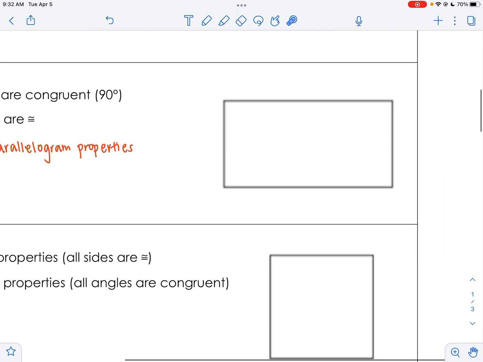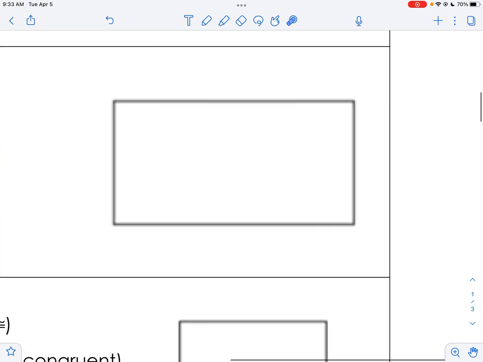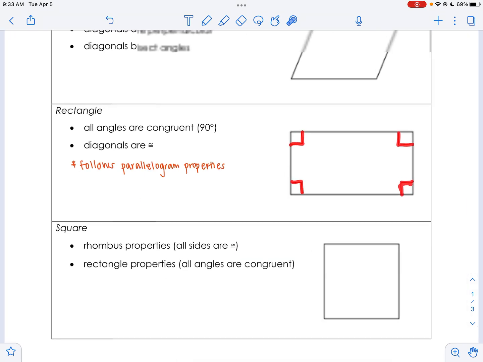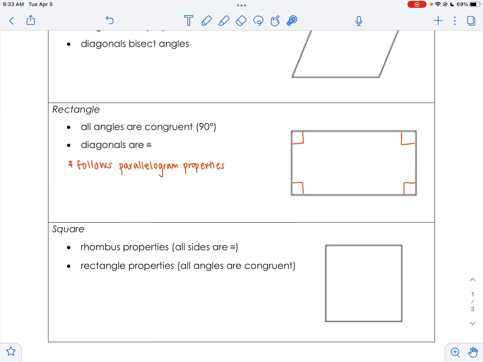But in a rectangle, the specific rule is about the angles. So in a rectangle, all of your angles are 90 degrees. Now, 90 plus 90 equals 180, so they're still following that, like the opposite angles are congruent. If they're next to each other, they add up to 180. But the specific rule for a rectangle is that it's a parallelogram where all of your angles are congruent. So they're all going to equal 90 degrees, and that's the key part of a rectangle.